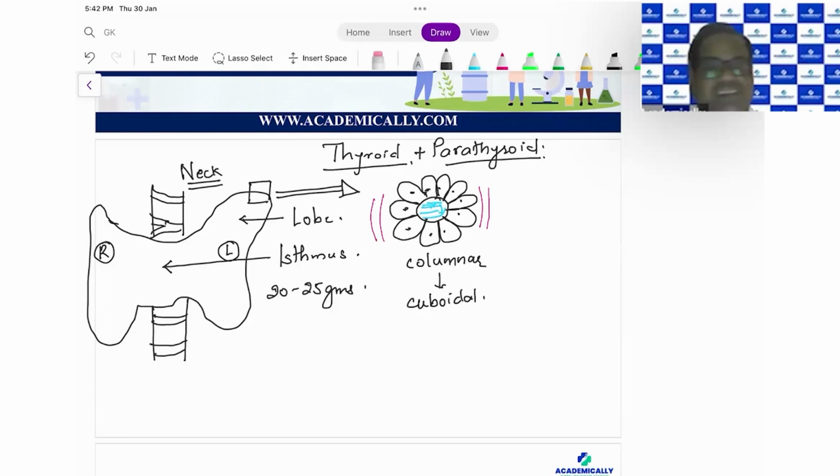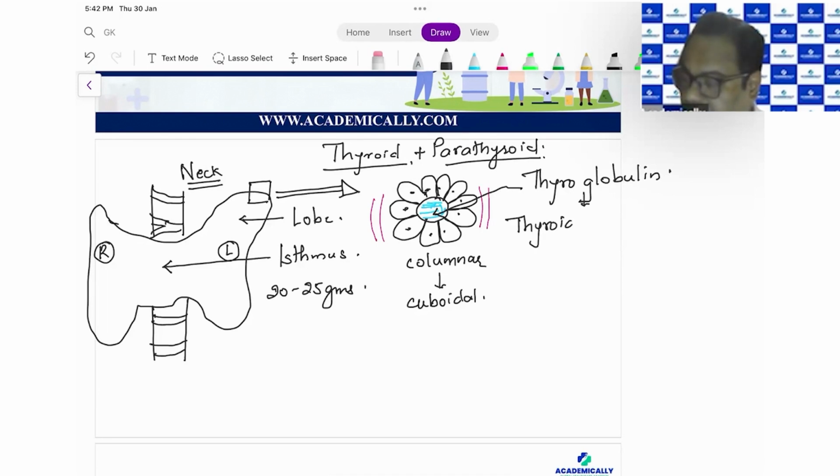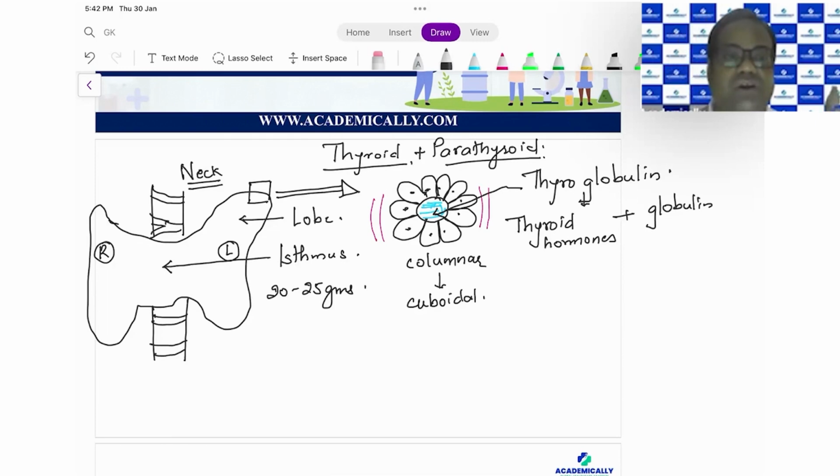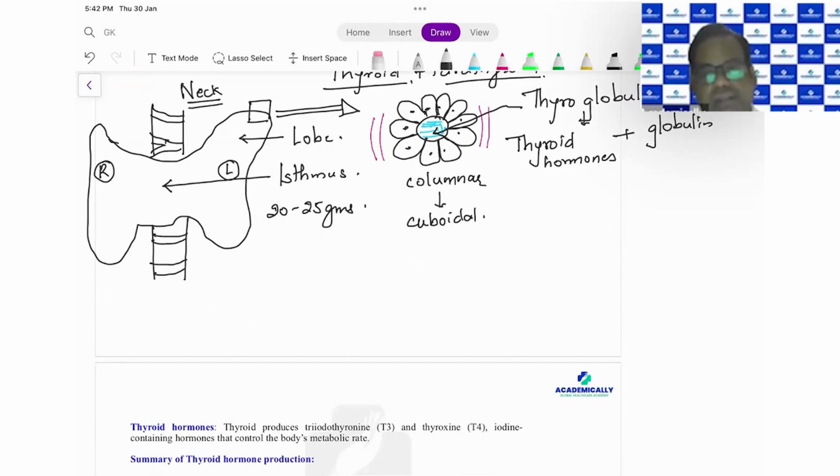It has a rich blood supply. Inside, we have what is known as thyroglobulin. As the name suggests, it is thyroid hormones plus globulin. They are bound to globulin, and hence it is called thyroid binding globulin. Now, what mineral is important for thyroid hormone formation? It's iodine. Iodine is that mineral which is important for thyroid hormone formation.